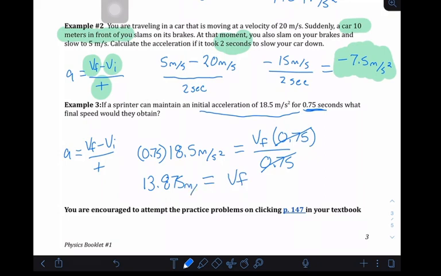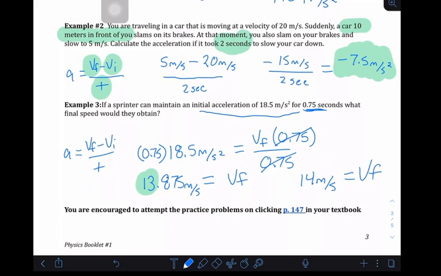Velocity is in meters per second. I'm careful not to put meters per second squared because that is referring to acceleration. The last thing I need to do, I need to look to my significant digits. 18.5 is 3. 0.75, that 0 doesn't count as significant, so I just need to go to 2 digits for this question. When I look to these numbers here, these are my first 2 digits, so I have to look to that 8. That 8 rounds up. My answer is 14 meters per second for my final velocity.